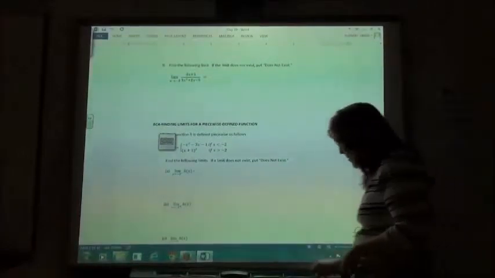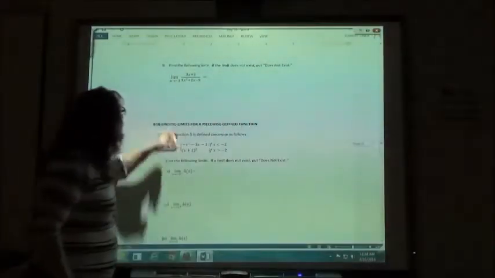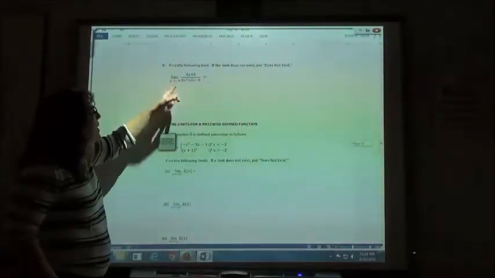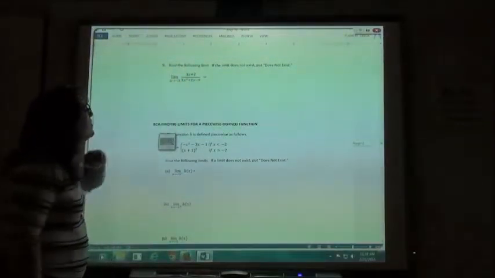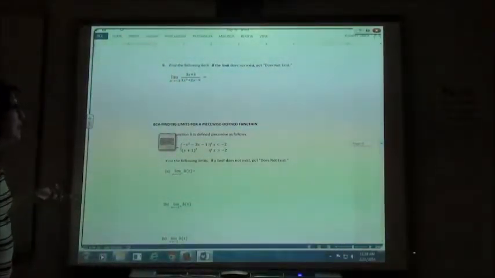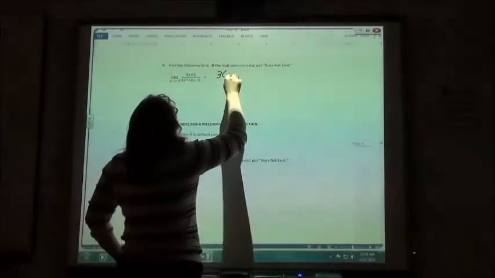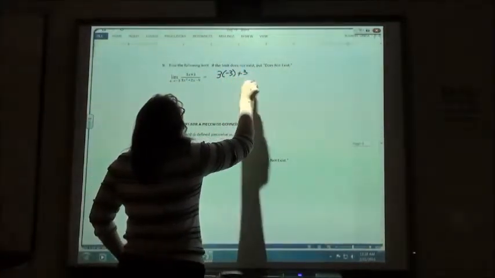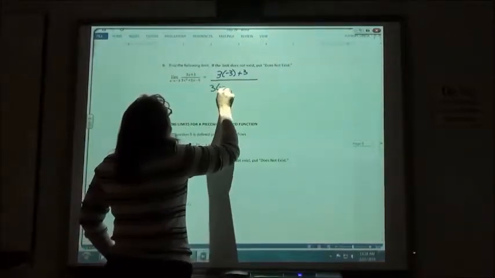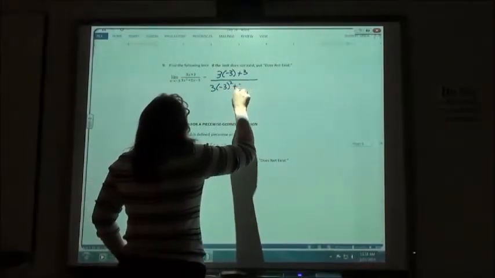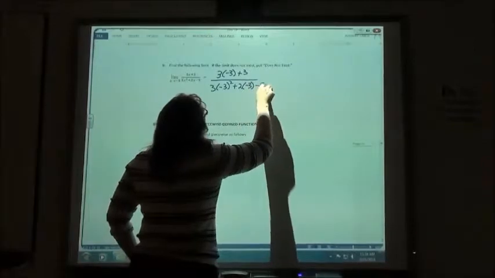Number 9. Here we're finding the limit as x approaches negative 3. Same thing, I'm just going to plug it into my expression. As long as the denominator is not 0, we're all right. So we're going to take 3 times negative 3 plus 3. On the bottom, 3 times negative 3 squared plus 2 times negative 3 minus 9.